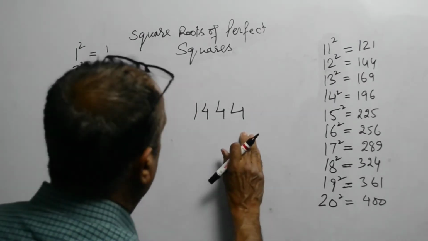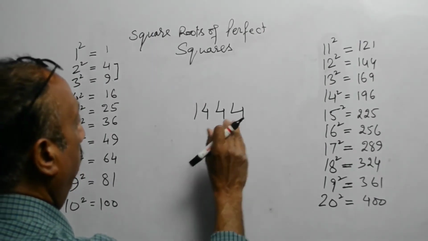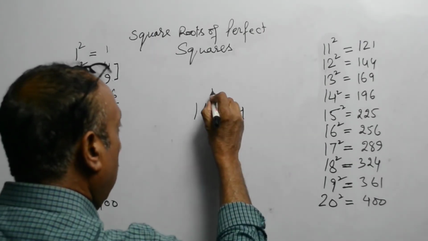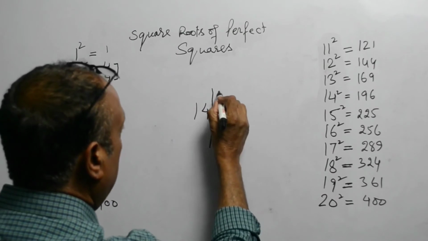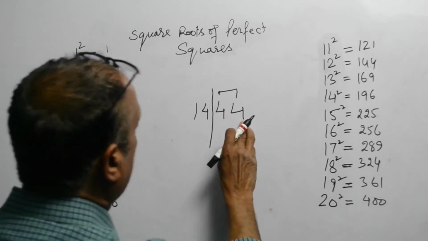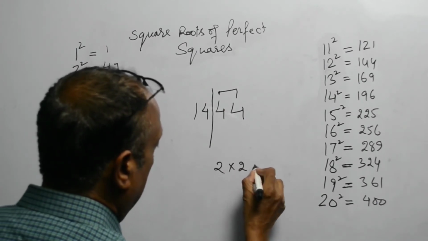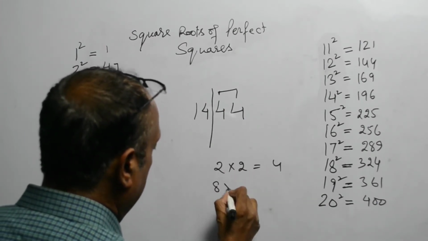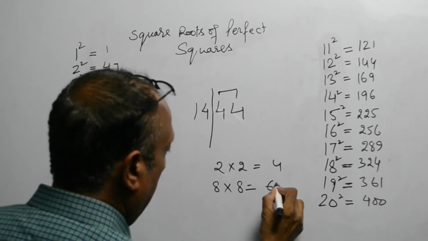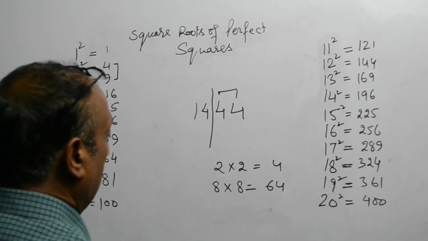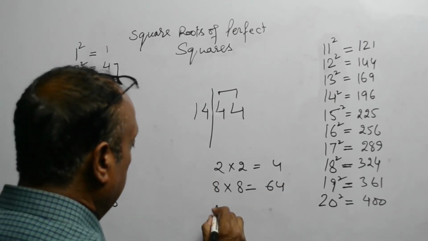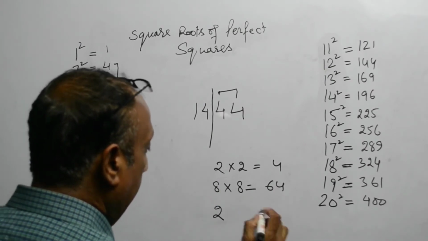Now, we want to find out the under root of 1444. Separate out last two digits. We can get a 4 either multiplying 2 by 2 or 8 by 8. So the last digit of the under root will be either a 2 or an 8.